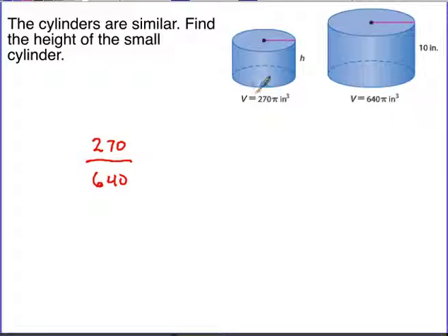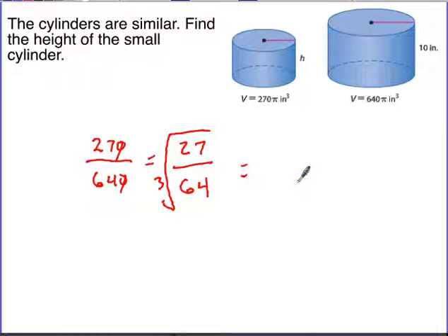How many dimensions does volume have? 3. So we want to take the cube root. But first thing we can do is simplify. Just drop the zeros and it's 27 over 64. Then we want to take the cube root of 27 over 64.